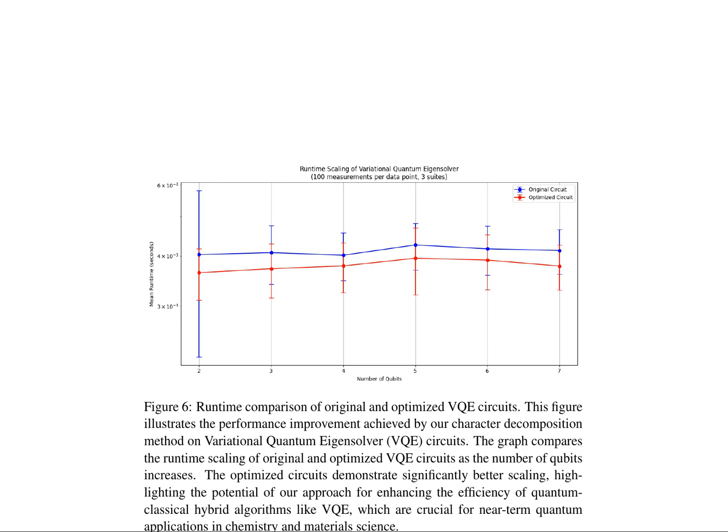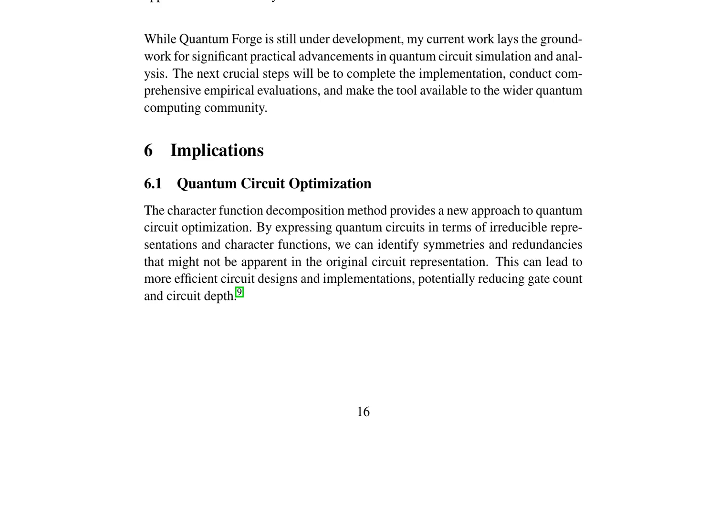The optimized VQE circuits demonstrate better scaling as the number of qubits increases, highlighting the potential of the approach for enhancing the efficiency of quantum-classical hybrid algorithms like VQE. The character function decomposition method provides a new approach to quantum circuit optimization, enabling the identification of symmetries and redundancies in quantum circuits through the use of irreducible representations and character functions. This leads to more efficient circuit designs and implementations, potentially reducing gate count and circuit depth.